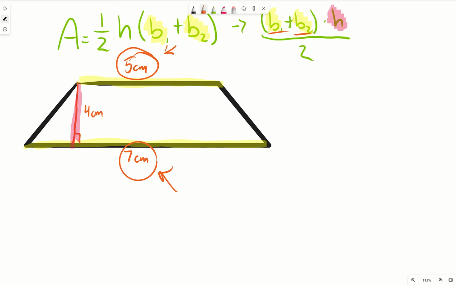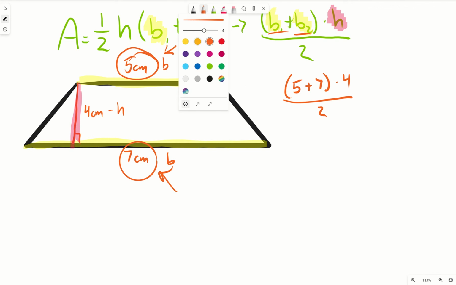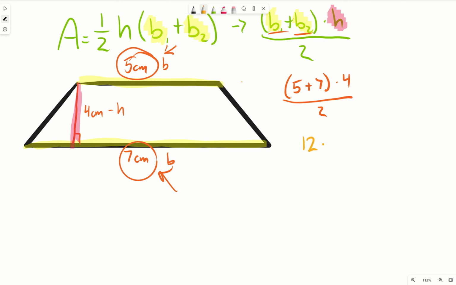So we're gonna fill all of our things in here. Here's a base, here's a base, here's a height. So this is going to be 5 plus 7 times 4, all divided by 2. And now we go order of operations. 5 plus 7 is 12 times 4 divided by 2. 12 times 4 is 48 divided by 2. 48 divided by 2 is 24 centimeters squared.